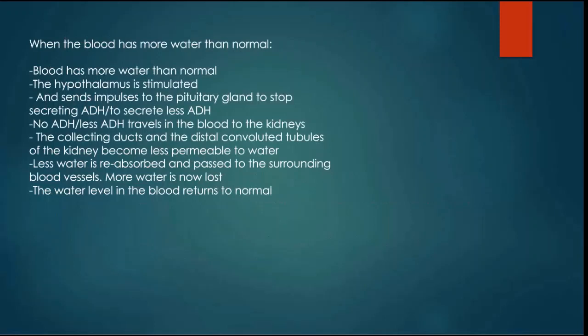The hypothalamus is stimulated again and sends impulses to the pituitary gland to stop secreting ADH. It means secreting less ADH: more ADH, more water reabsorbed; less ADH, less water reabsorbed. No ADH or less ADH travels in the blood to the kidneys. The collecting ducts and the distal convoluted tubules of the kidney become less permeable to water. Less water is reabsorbed and passed to the surrounding blood vessels. More water is now lost, meaning you're going to urinate a lot, or it will be lost in another way. The water level in the blood will return back to normal.